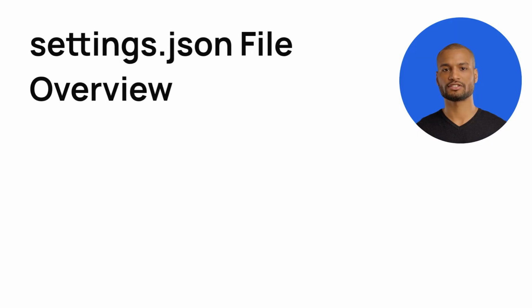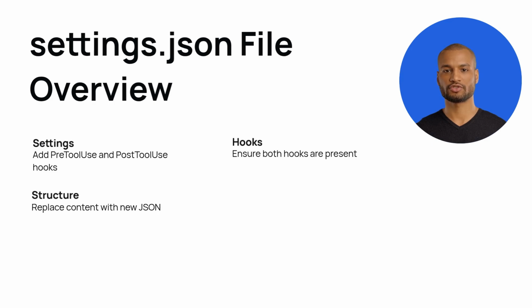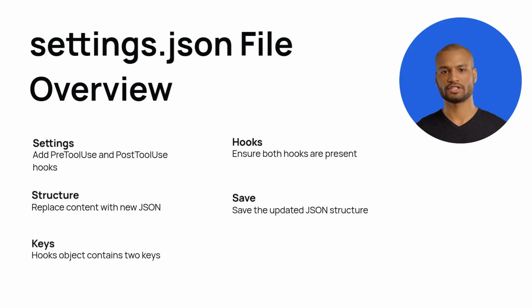On screen is the settings.json file. You are going to add the PreToolUse hook alongside the PostToolUse hook. Both must be present. Replace the entire content with the JSON structure shown and save. What you should see is a hooks object with 2 keys.